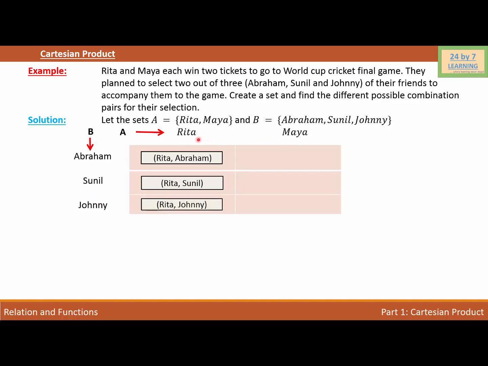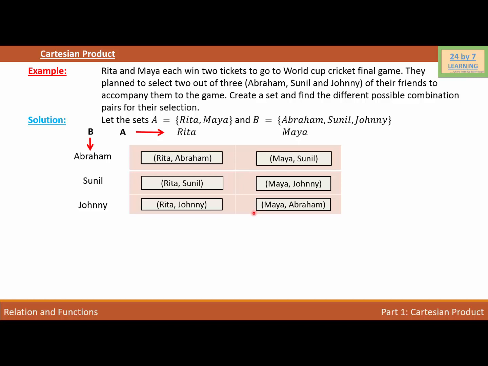So when Rita is done selecting the people that can go with her, it's now Maya's turn to do the selection. Maya cannot choose Abraham in the first place because Rita is going with Abraham. So the next possible option is Sunil. So the first ordered pair for Maya should be Maya and Sunil. In the same way, the second possibility can be Maya and Johnny. And the third ordered pair is Maya and Abraham.